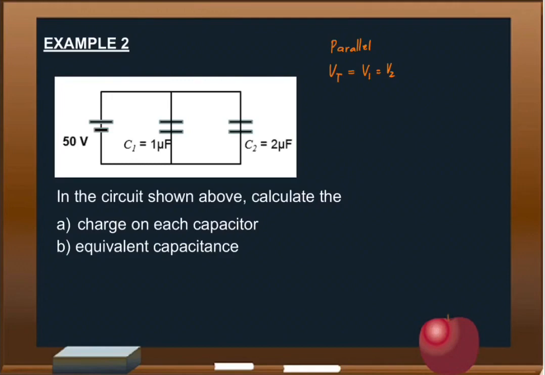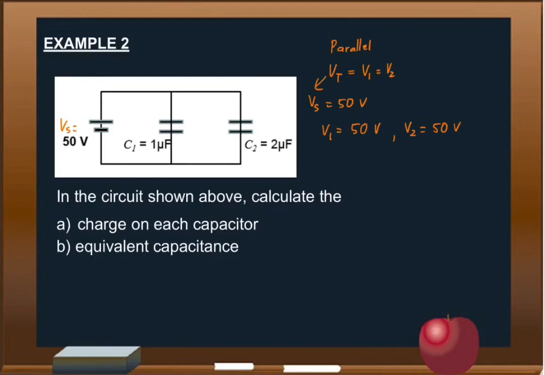This total voltage is the same as the supply voltage, and supply voltage is from the battery. If you look at the question, we are given the supply voltage here, which is 50 volt. So from here we can also find the voltage for capacitor 1 and capacitor 2. V1 will be 50 volt, V2 is 50 volt as well.